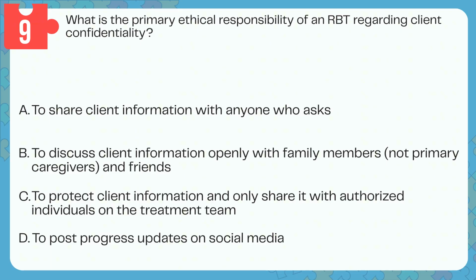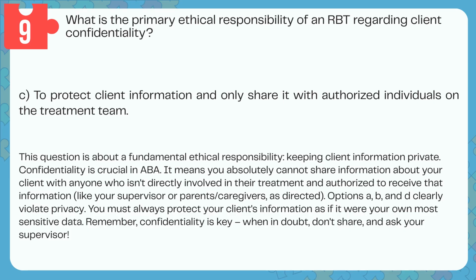Answer: C. To protect client information and only share it with authorized individuals on the treatment team. This question is about a fundamental ethical responsibility, keeping client information private. Confidentiality is crucial in ABA. It means you absolutely cannot share information about your client with anyone who isn't directly involved in their treatment and authorized to receive that information, like your supervisor or parents/caregivers, as directed. Options A, B, and D clearly violate privacy. You must always protect your client's information as if it were your own most sensitive data. Remember, confidentiality is key. When in doubt, don't share and ask your supervisor.